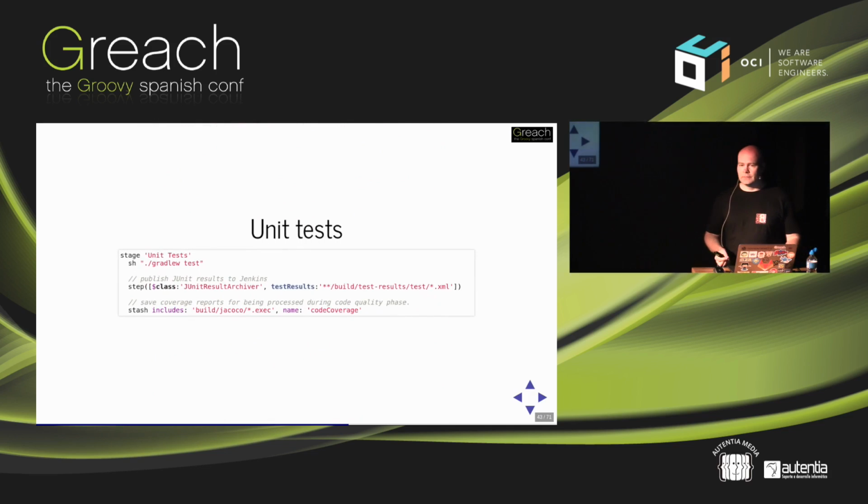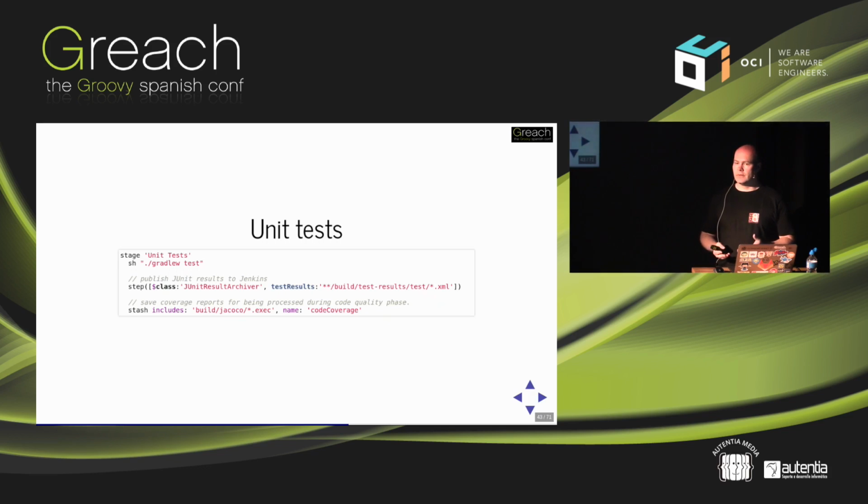Running the unit test. There's a disclaimer here: I'm using Gradle for just about all of these steps. That makes sense. A lot of these things can be reused, and I can make them into Gradle plugins and make sure that they're just available across projects. So running the unit test is just Gradle wrapper test, and then I use the JUnit result archiver to store the output of these.